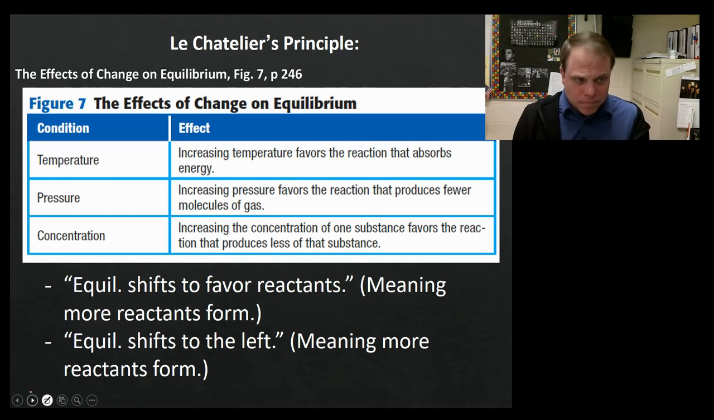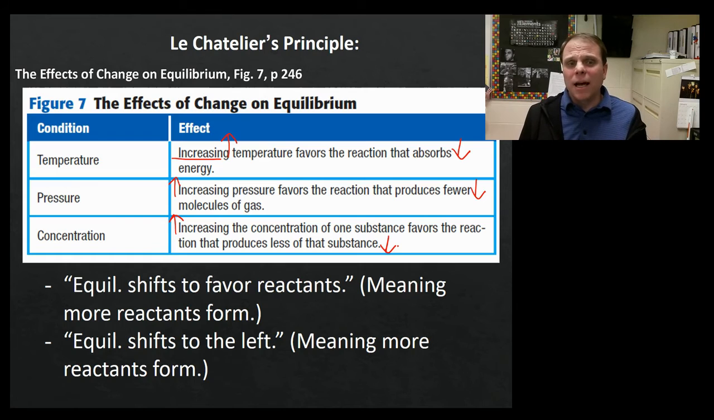Okay, and so let's look at these a little bit in more detail. If I am changing my temperature by increasing the temperature, it's going to then favor a reaction that will absorb energy, right? It'll take away the energy. So if I increase the temperature with a little up arrow, then the reaction is going to try to decrease the temperature, okay? For pressure, if I increase the pressure, then the reaction is going to do something to try to decrease the pressure by making fewer molecules of gas. Okay, if I increase the concentration, then the reaction is going to do something to try to decrease the concentration.